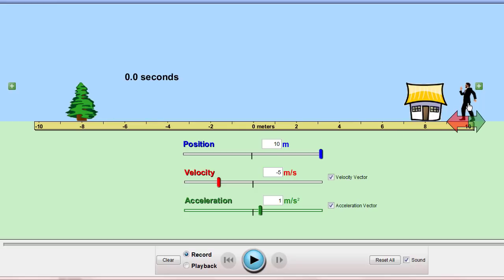So I have the moving man now in this location over here next to the house, and we're going to have a negative velocity with a positive acceleration. So the direction of the acceleration is positive. You can see that with the green arrow. And the direction of the velocity is negative. You can see that with the red arrow. Let's go ahead and see what happens.